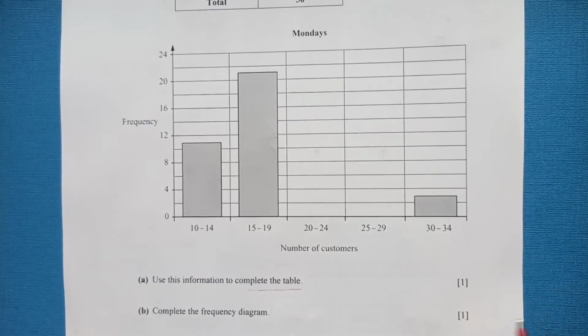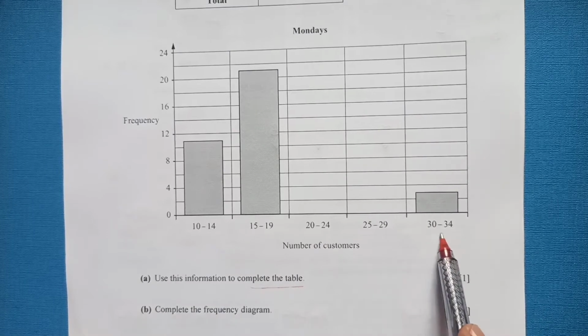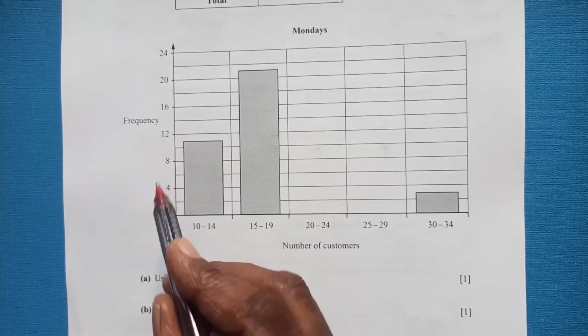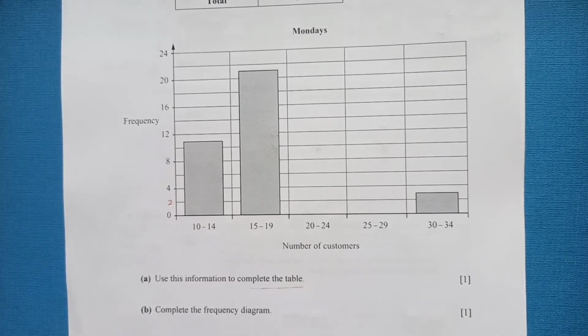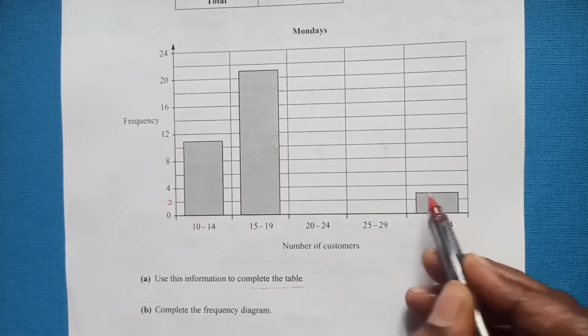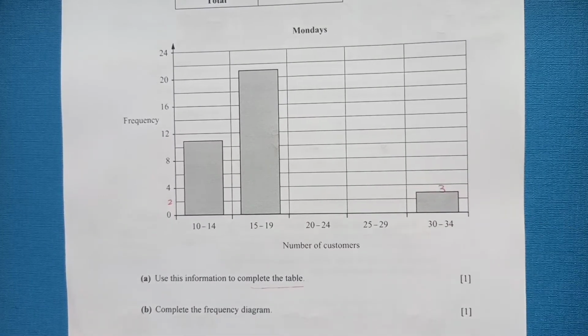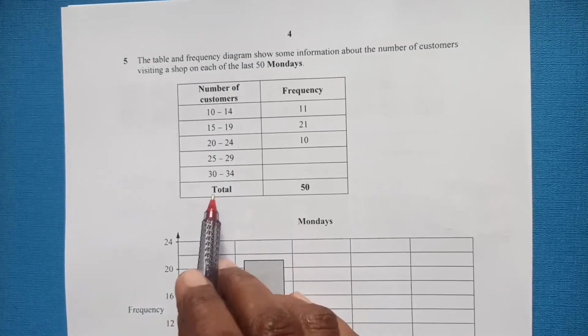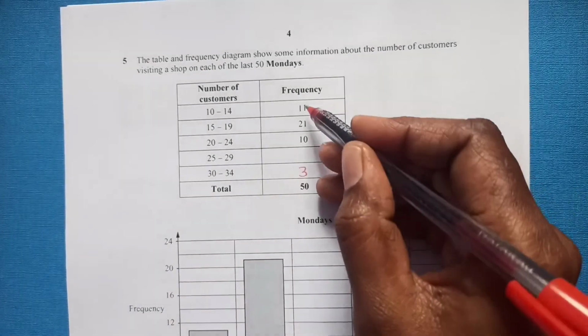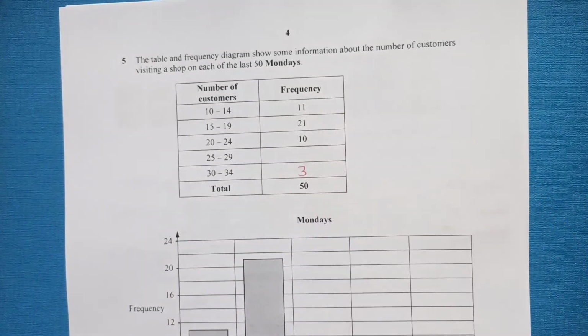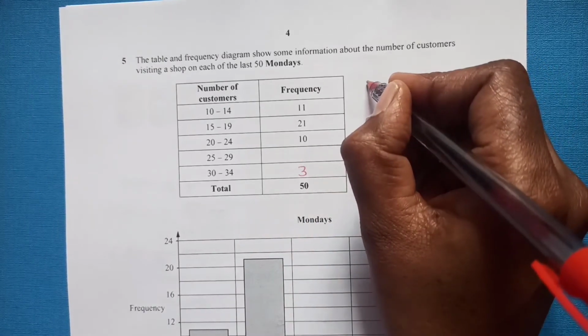So you see here we have 30 to 34. This is 0 to 4, so that means this should be 2 here. In the middle of 2 and 3, this should be 3. So this 3 we can put in this 30 to 34 column. Now as you see, all these columns are complete, so we can add them together.